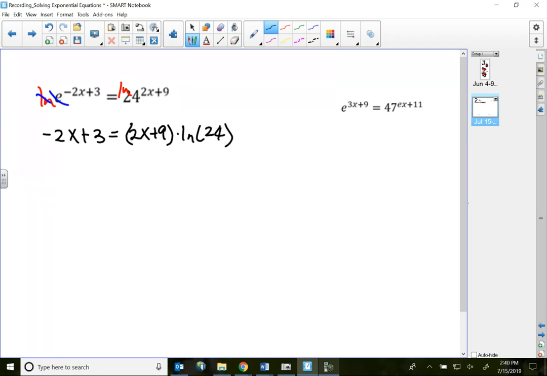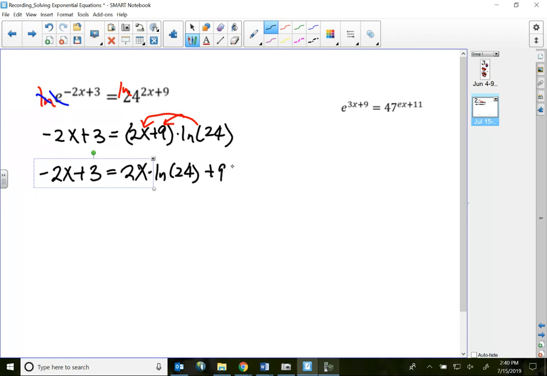Again, I have to do distribution to bring the variable term to the outside. Natural log of 24 is an irrational number, so it's just some sort of coefficient. We just don't evaluate it ahead of time because it gets messy. So this is going to be negative 2x plus 3 equal to 2x times natural log of 24 plus 9 times natural log of 24.